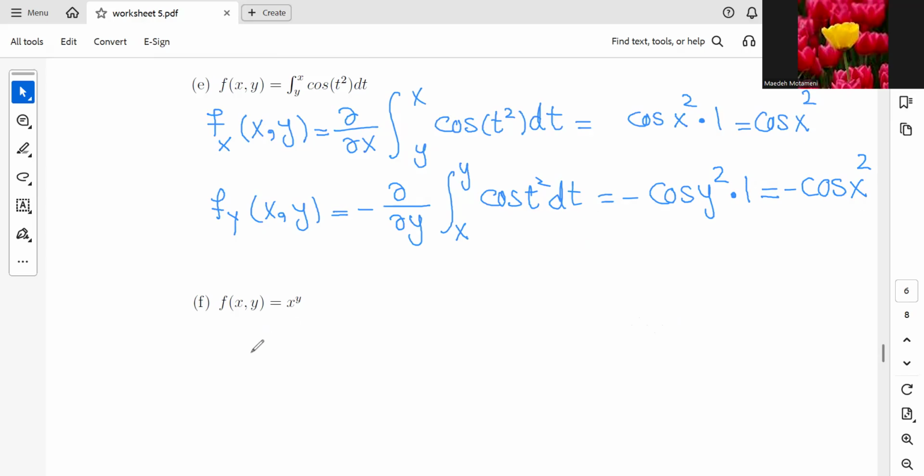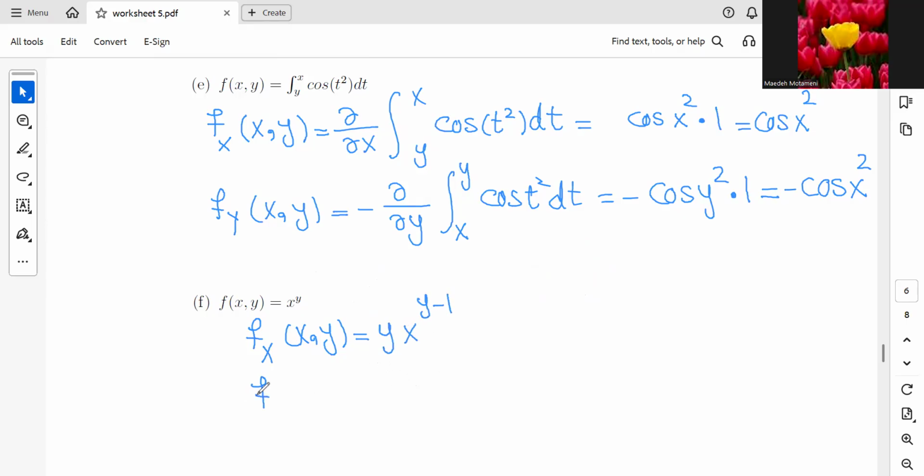Last one in this question, f of x and y is x to the power y. So when we are finding the derivative with respect to x of f of x and y, that means that you have something like x squared, x to the power 5, because x would be a variable, and y, which is the power here, is a number. And we know how to find these. So that would be y as a number, x to the power 1 less.